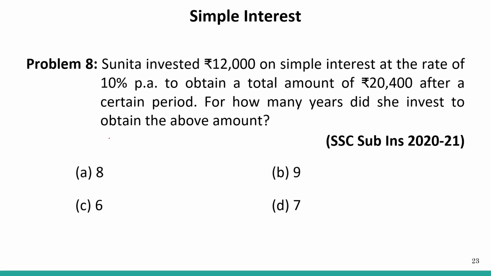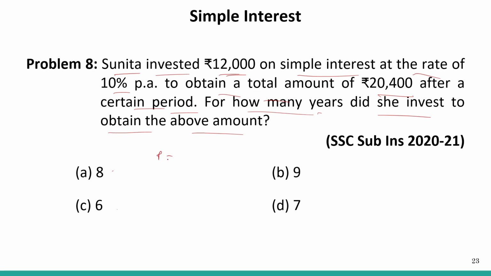Okay, so let's see problem number 8, right? Sunita invested 12,000 on simple interest at a rate of 10% per annum to obtain a total amount of 20,400 after a certain period. Okay, so for how many years did she invest to obtain the above amount? Is it 8 years, 9 years, 6 years, or 7 years?